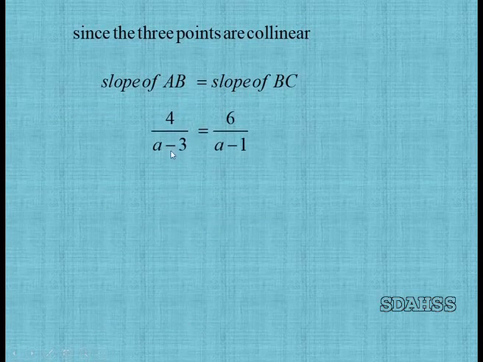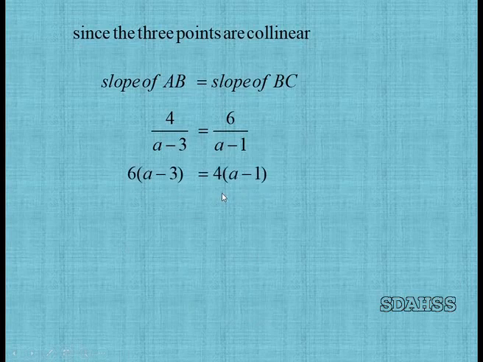Slope of AB is 4 divided by a minus 3. Slope of BC is 6 divided by a minus 1. Cross multiply. Then 4 into a minus 1 is equal to 6 into a minus 3.